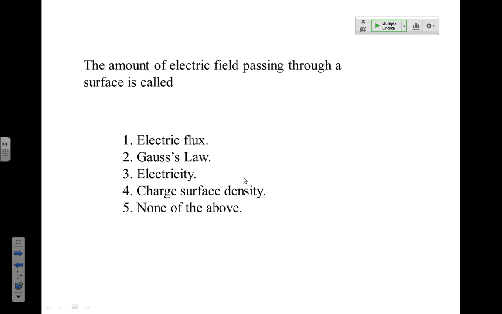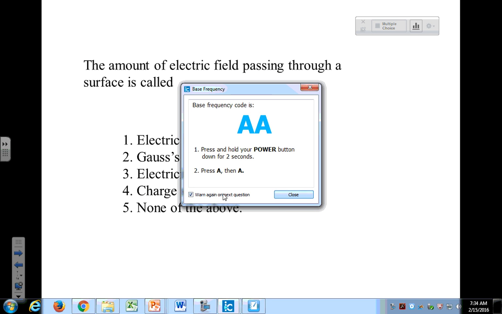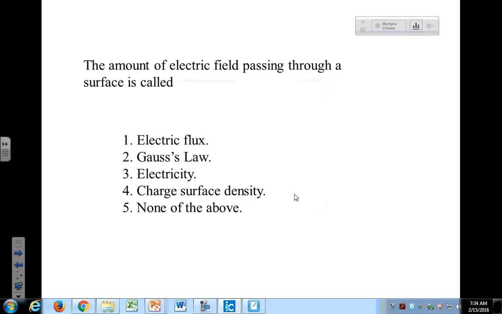Alright, so the amount of electric field passing through a surface is called what?